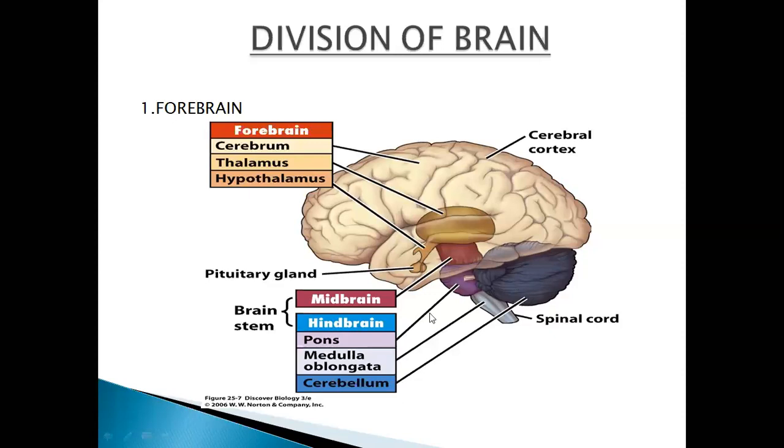Next is the pons. The pons, the purple part, is present above the medulla oblongata, on the top of the medulla. It assists the medulla in controlling breathing. It also serves as a connection between the cerebellum and spinal cord. So you can see that it is present between the spinal cord and cerebellum.